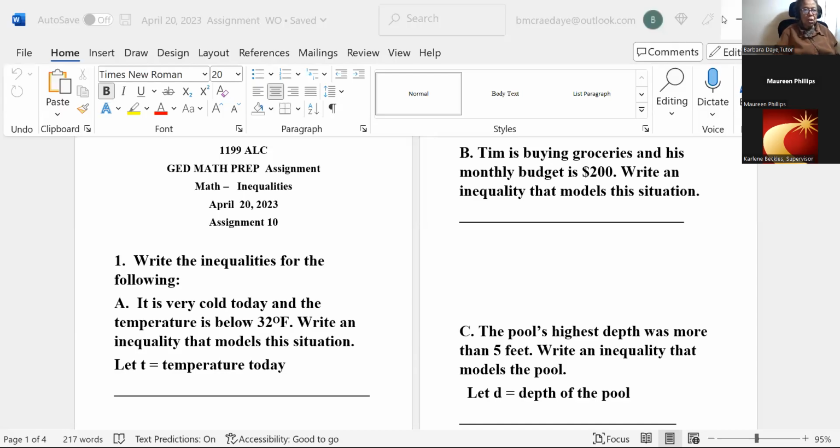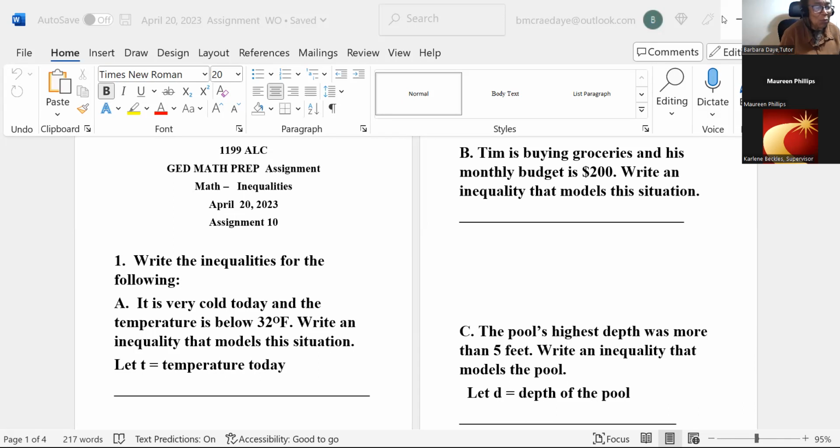Okay, so what we will do today, we'll be doing two things. We'll do our inequalities assignment, and then we'll start on ratio and proportion. Something, Maureen, that I know you love, right? No, it's really a nice tool. You can use it with so many things, and I think you'll find it fun.